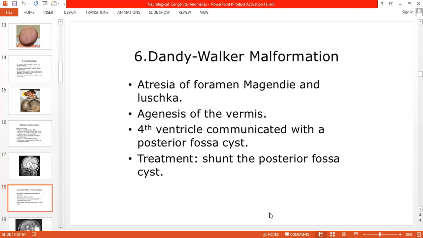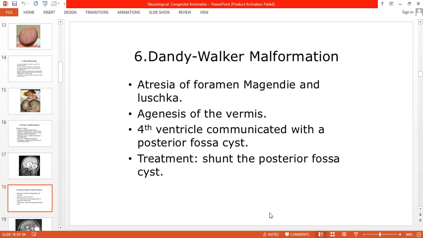The CSF from the lateral ventricle enters the third ventricle through the foramen of Monro, and from the third ventricle to the fourth ventricle through the aqueduct of Sylvius. And from the fourth ventricle, the CSF will enter the subarachnoid space through two lateral foramina, which are the foramina of Luschka, and one posteriorly located median foramen, which is the foramen of Magendie. M stands for Magendie. So these two are atretic, either stenosed or completely obliterated.